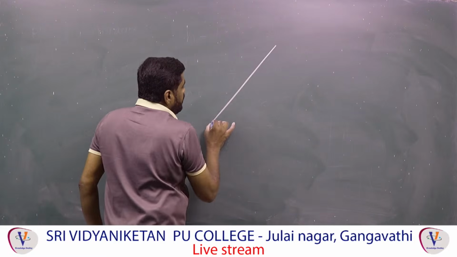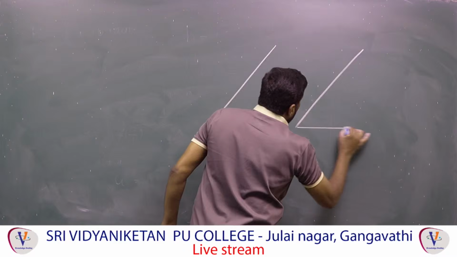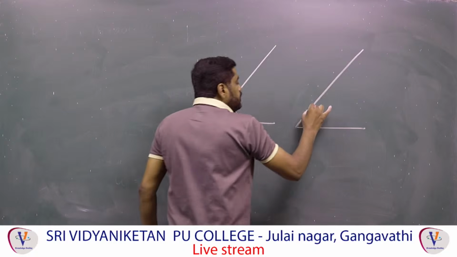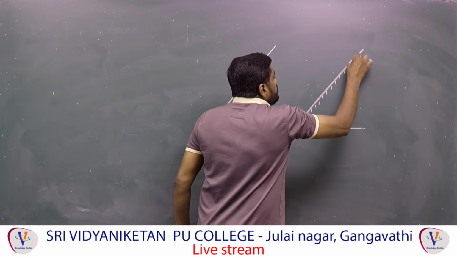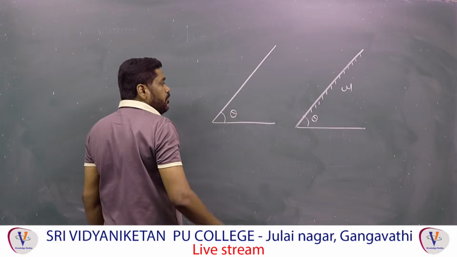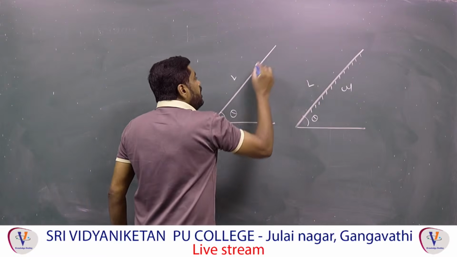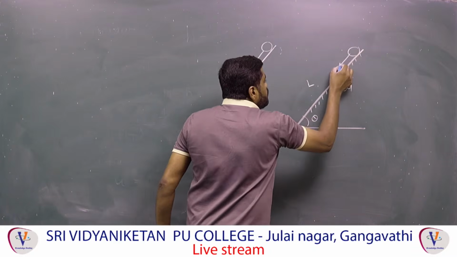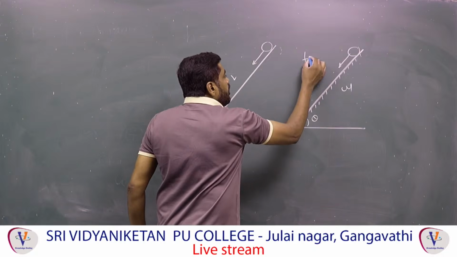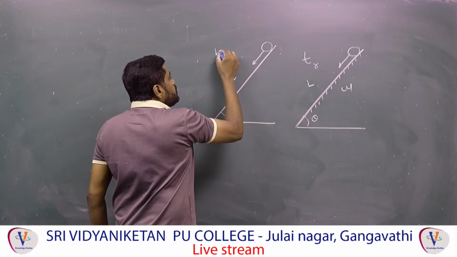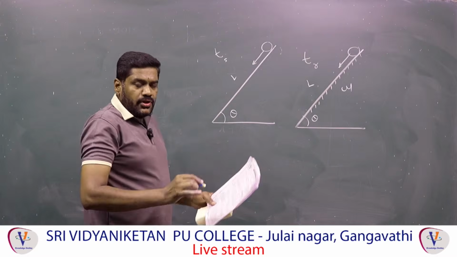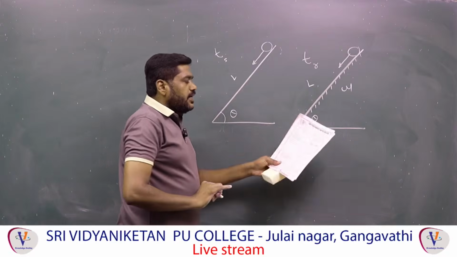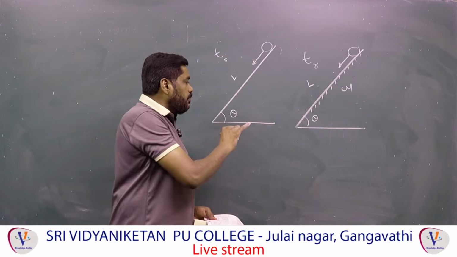For example, take this one surface and this one more surface, both at angle theta. The angle is the same, and this is the rough surface with coefficient of friction mu, and the length is L for both. If we take a body here, it comes down, and if we take a body here, it also comes down. Here the time on the rough surface is TR, and the time on the smooth surface is TS. The inclined plane is the same, meaning the length of the inclined plane for both is L, and the angle of inclination for both planes is theta.